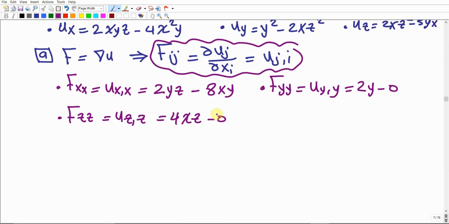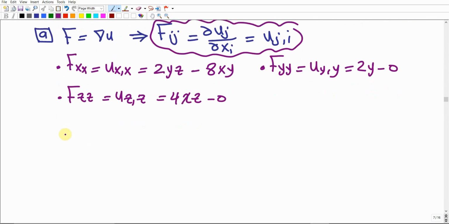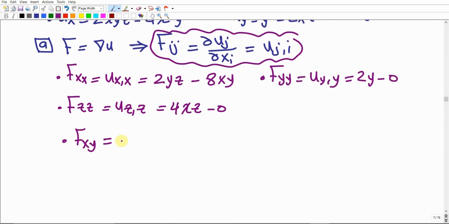This is the diagonal component. Remember that the F should have 9 components. These are the diagonal components. How about the off-diagonal components, starting with Fxy, for example? According to this one, it should be u_y comma x, ij, ji. So xy, yx. Make sense?